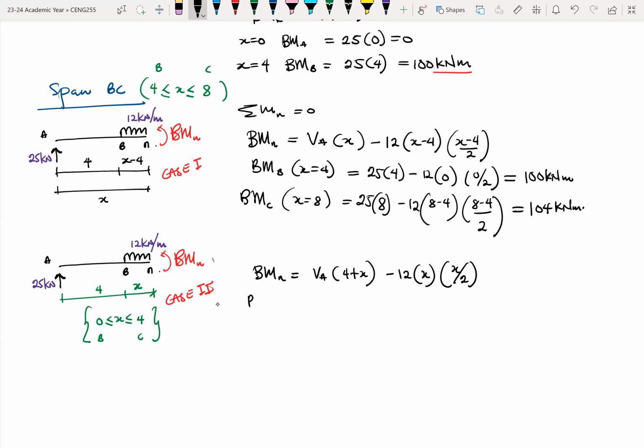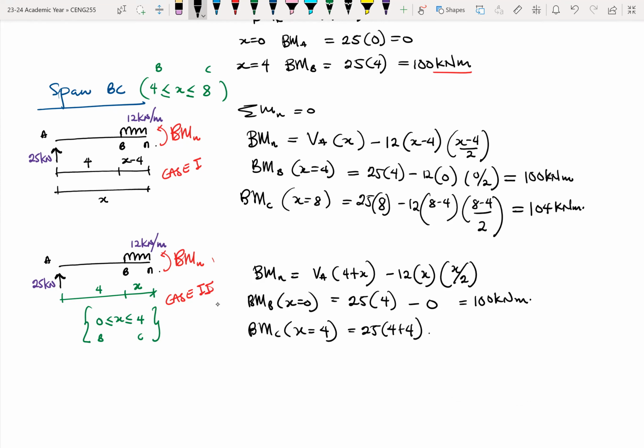So bending moment at B, where x is 0, will be equal to VA. VA is 25. So 25 times what? 4, because x is 0. And this whole thing will be 0 because x is 0. And we'll still get 100 kilonewton meter. And then the bending moment at C, where x is equal to 4, will be 25 times (4 plus 4) minus 12 times 4 over 2. And you'll see that you get the same 104 kilonewton meter.